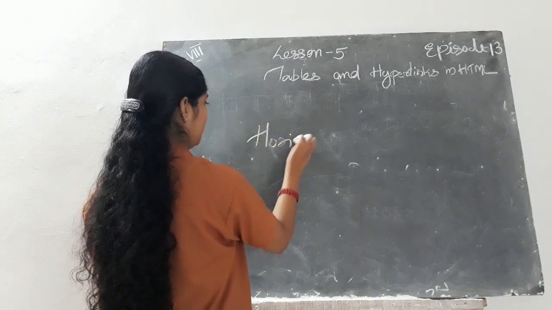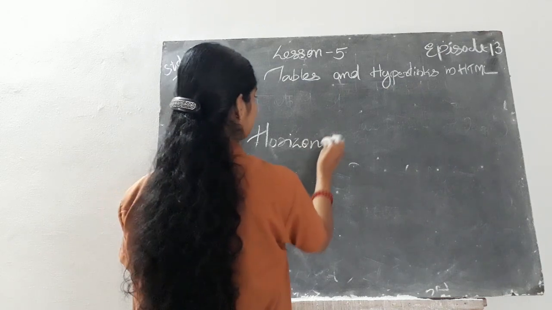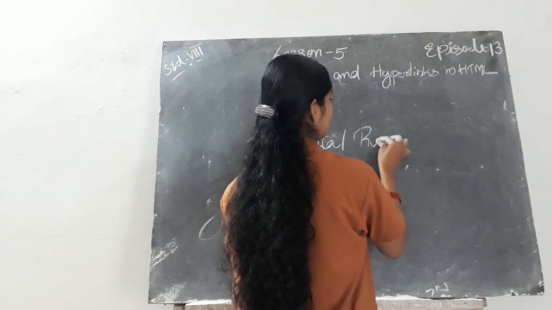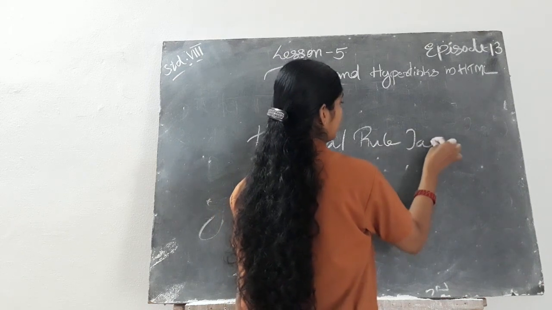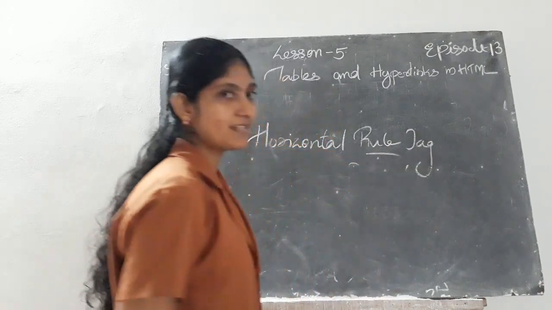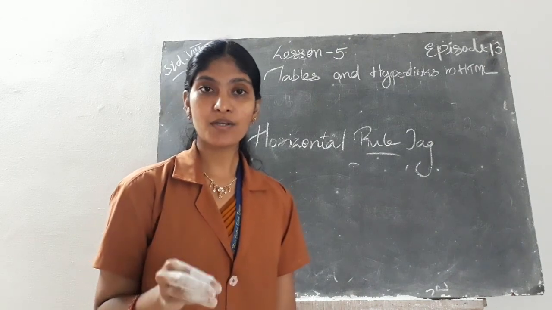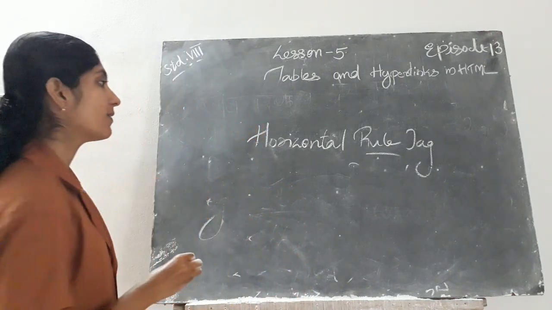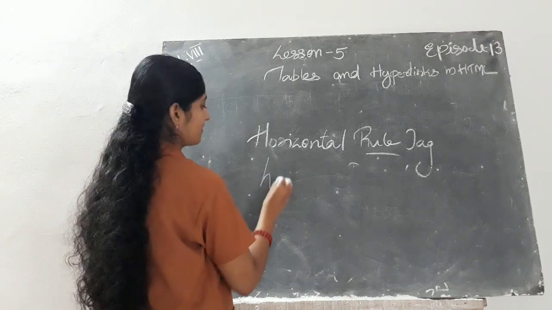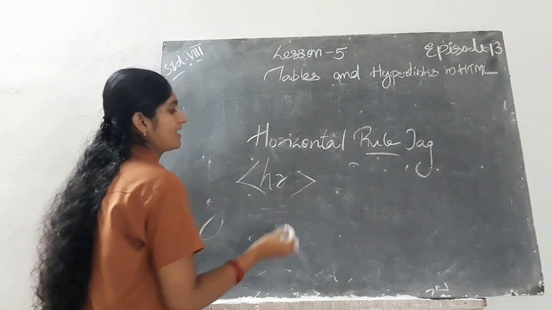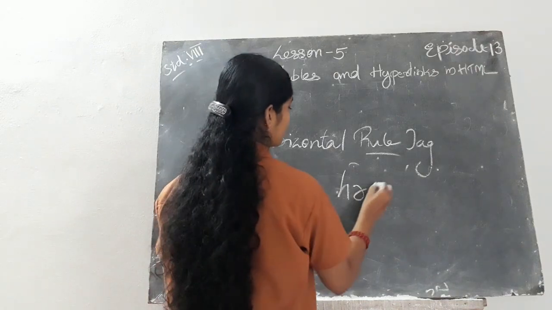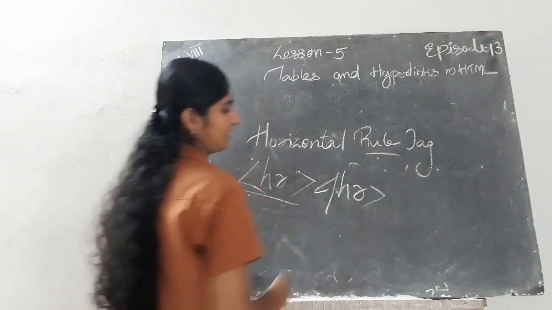Horizontal rule tag means you can insert a horizontal line below the text. So that is the horizontal rule tag, which is represented using the letters HR. So opening of the HR, horizontal rule, and closing of the HR.